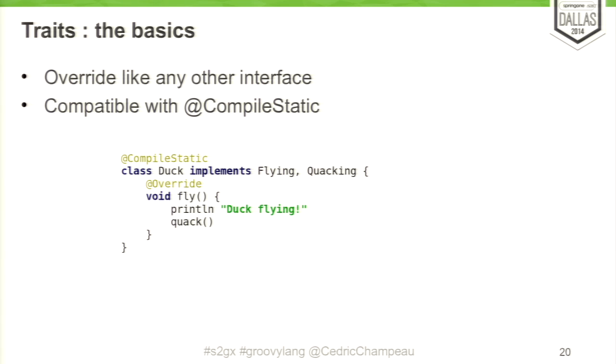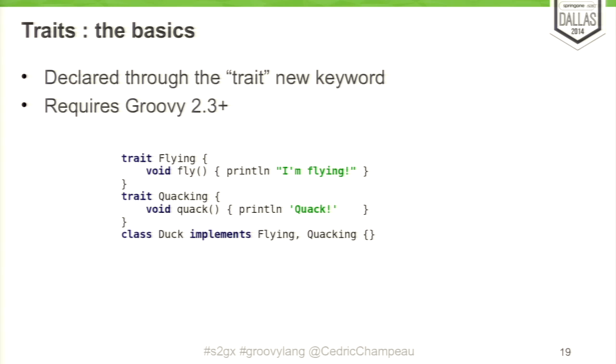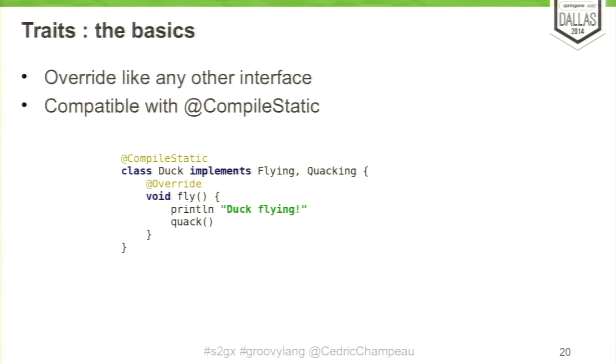So, basics of trait. In this case, I can see that it's a regular Groovy class. I can add the compile static annotation, and it's still compatible. So for those of you who are using compile static or type check, whatever, don't worry, it works. It's very important.